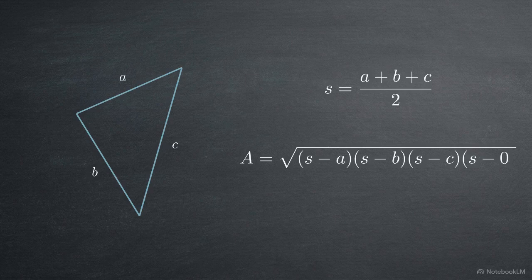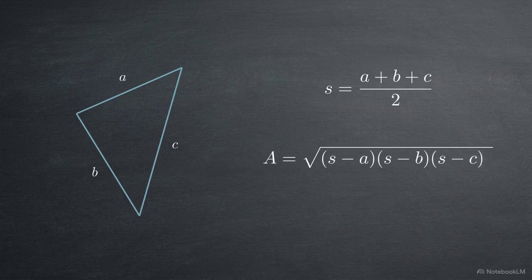We can see the relationship between these formulas by shrinking one side of this quadrilateral, side D, down to 0. As the shape collapses into a triangle, side D disappears from the math. The final term becomes S, and Brahmagupta's formula reduces precisely into Heron's formula.